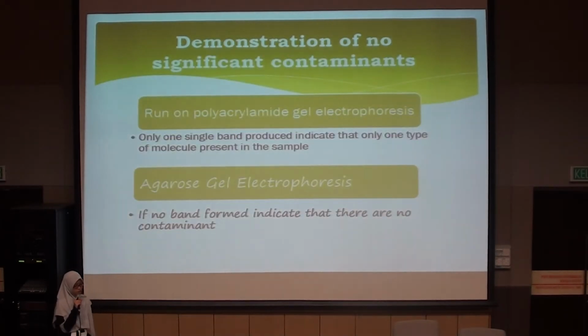For demonstration of no significant contaminants, we run polyacrylamide gel electrophoresis to indicate that only one type of protein is present in the sample if one single band is produced. The method is agarose gel electrophoresis. No band formed means that there is no contaminant from DNA.